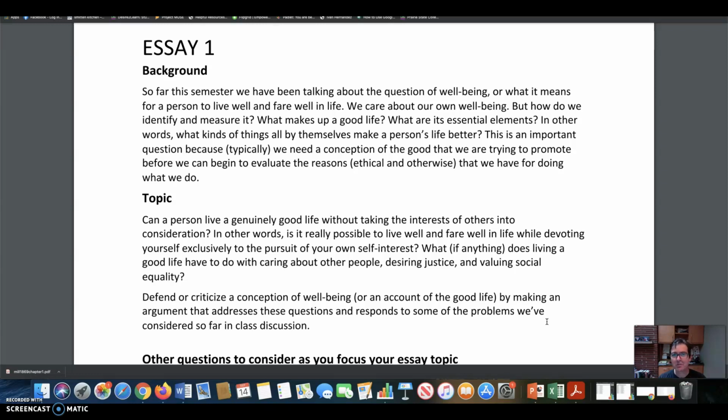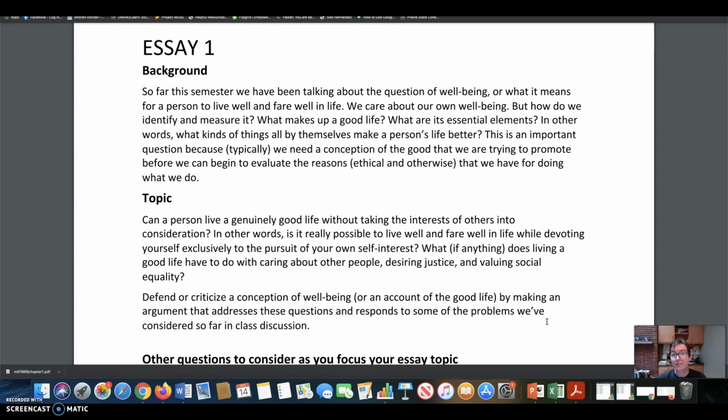But it seems to me, anyway, a more plausible answer is that they have something to do with each other, right? In pursuing the good, this has something to do with our concerns for others, our concerns for justice and social equality. And the question is how to explain those connections. If you really think they're entirely different questions, that's interesting, but then the goal of the essay would be to explain why you think that.